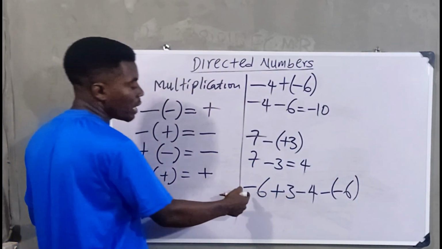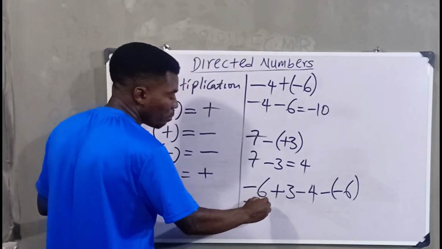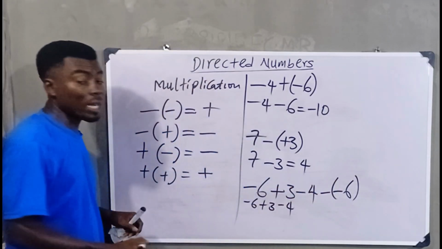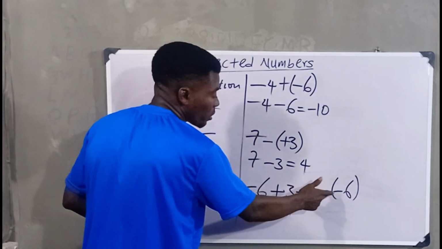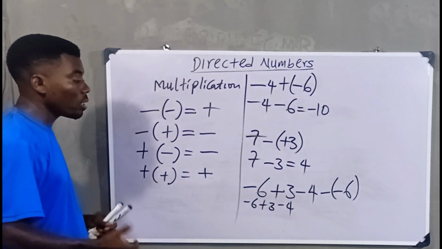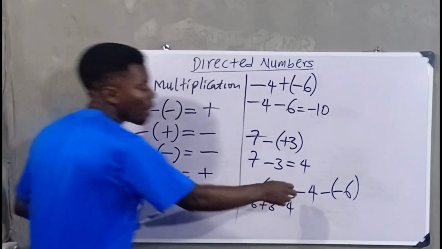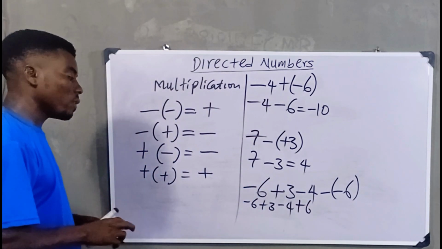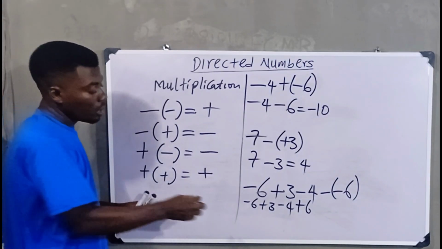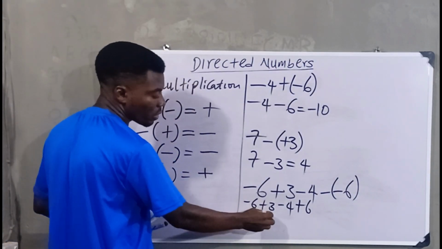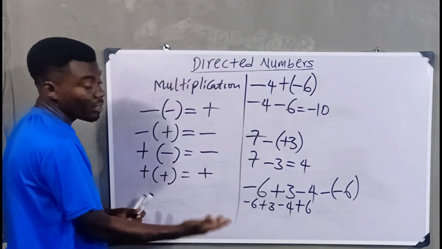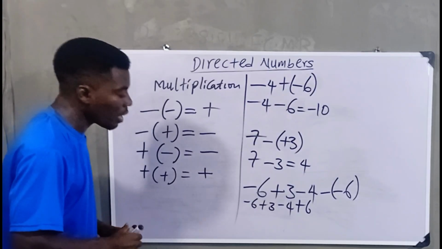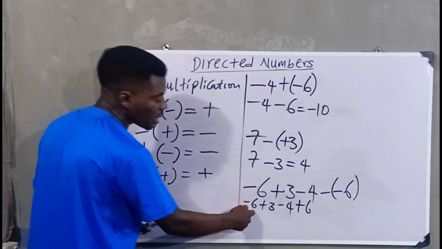And then this becomes negative 6 plus 3, then minus times minus, because bracket is multiplication. Minus multiplied by minus gives you what? Positive, and that becomes positive 6. So now negative 6 plus 3. You can still rearrange this question whichever way, but let's solve it as it is stated here.